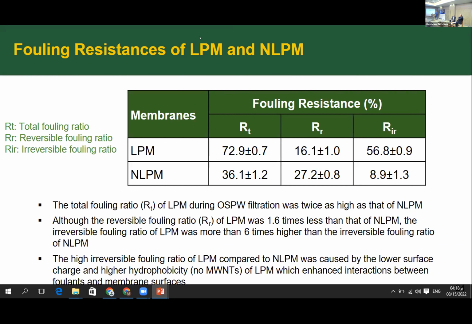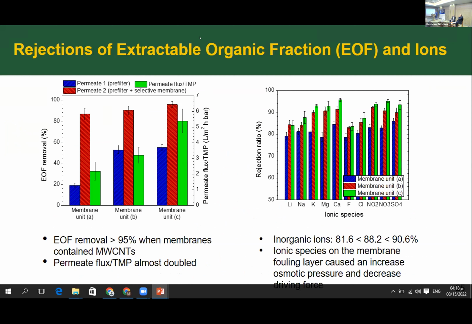I will go to the conclusions so that we get a chance for two questions. For the acid extractable organic fraction, we were able to remove more than 95% of the acid extractable fraction of the organics out of the water when we used the two grade materials. And the organic removal was basically in the range of 80 to 90%.